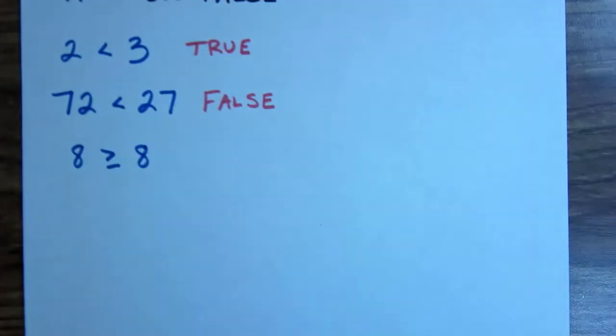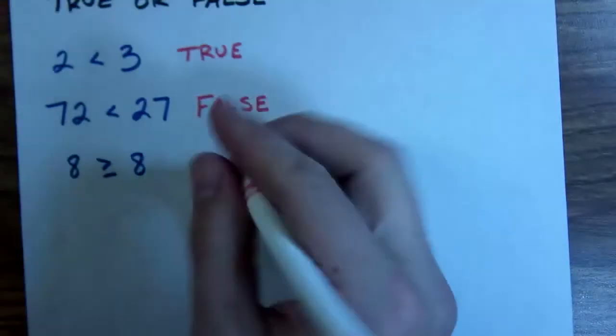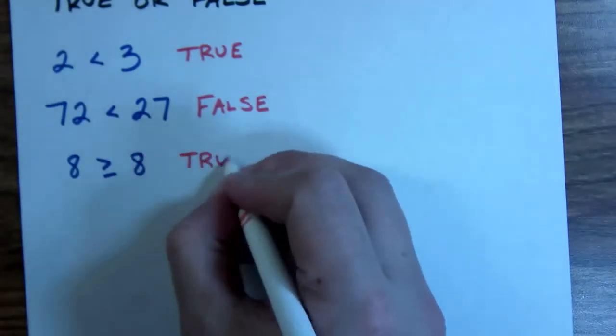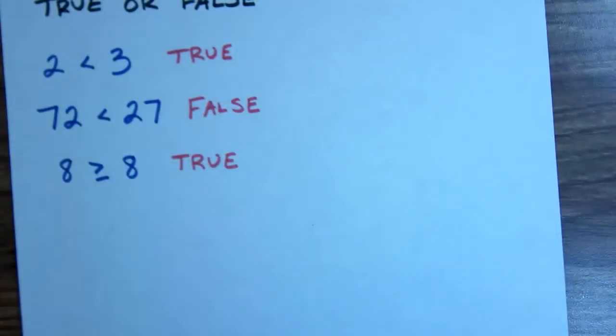How do you say it? 8 is greater than or equal to 8. Yeah, 8 is greater than or equal to 8. True or false? True. That's true. It's not greater than, but it is equal to. So this is true. Good.